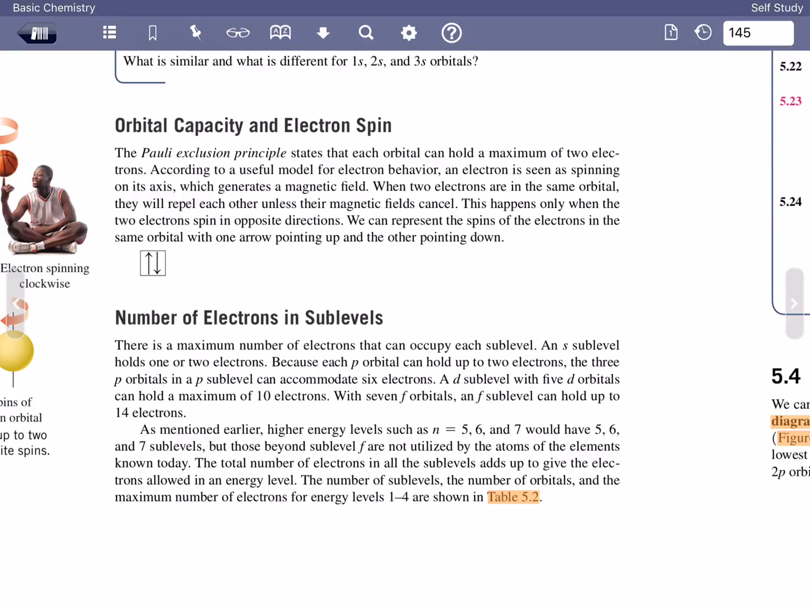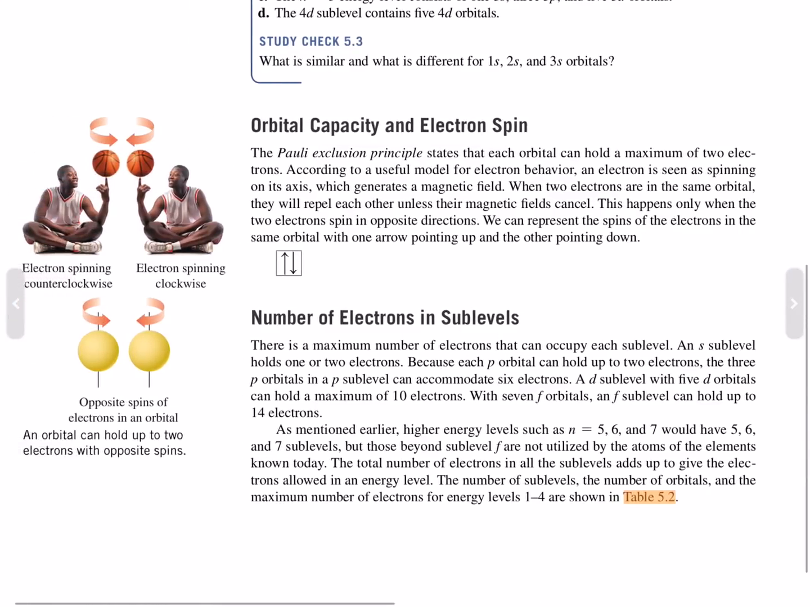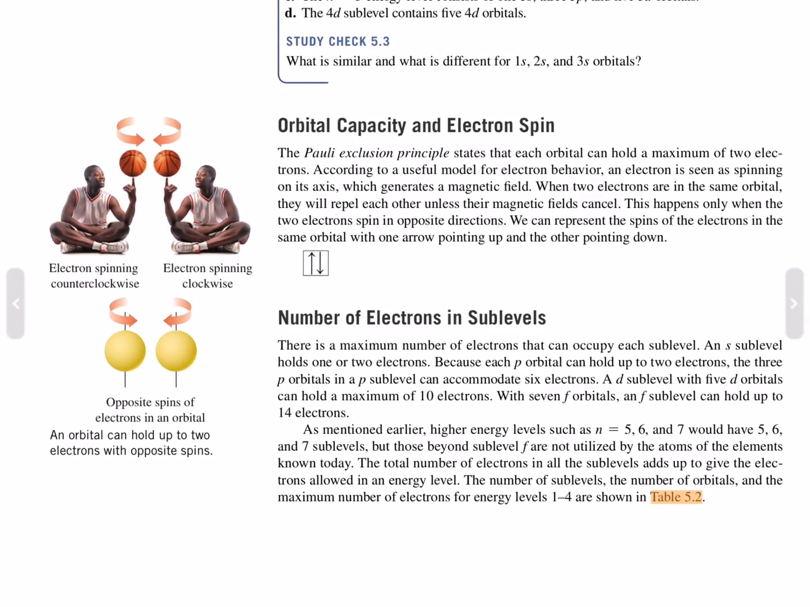Orbital capacity and electron spin. The Pauli exclusion principle states that each orbital can hold a maximum of 2 electrons. According to a useful model for electron behavior, an electron is seen as spinning on its axis, which generates a magnetic field. When 2 electrons are in the same orbital, they will repel each other unless their magnetic fields cancel. This happens only when the 2 electrons spin in opposite directions. We can represent the spins in the same orbital with an arrow pointing up and another arrow pointing down.